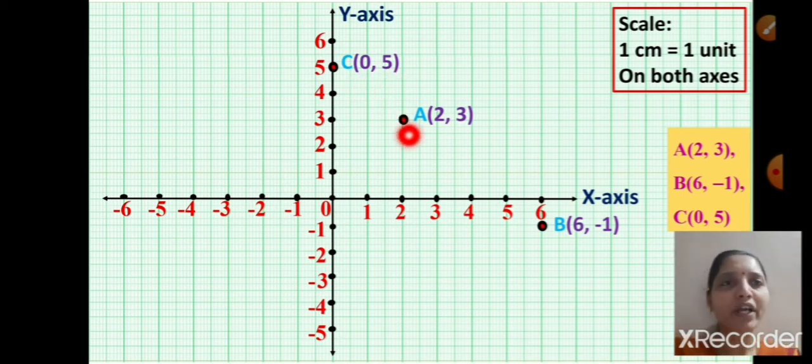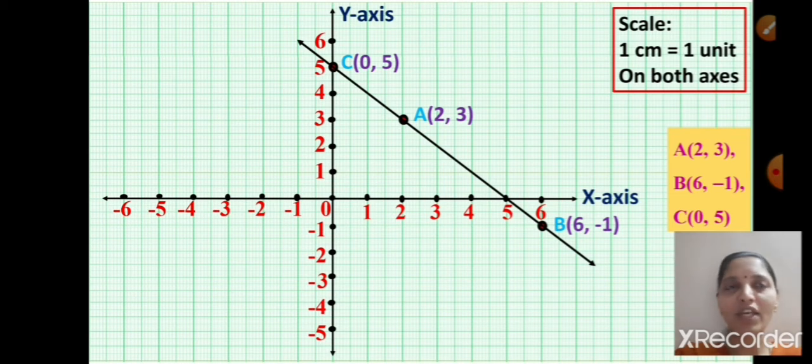Now we have to find out whether these points are collinear or not. So first we will draw a line passing through all the 3 points. Yes, we can draw a line passing through all these 3 points. That means point A, point B and point C are collinear.